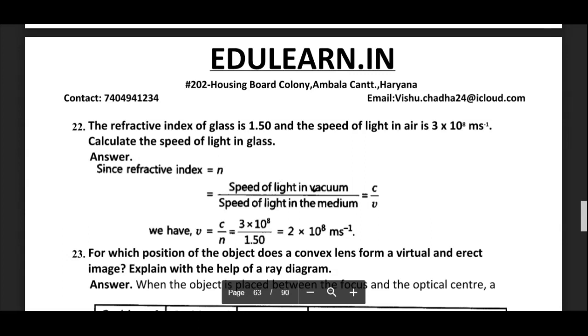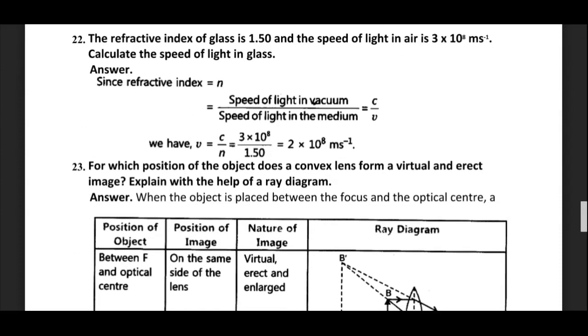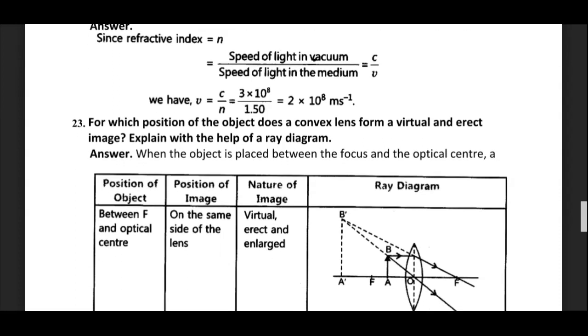Next, the refractive index of glass is 1.50 and the speed of light in air is 3 into 10 raised power 8 meter per second. Calculate the speed of light in glass. So refractive index n is equal to C upon V, and V you have to find out. The same formula you have to apply. 3 into 10 raised power 8 upon 1.50 will come out to be 2 into 10 raised power 8 meter per second. Understood? Try it on your own.